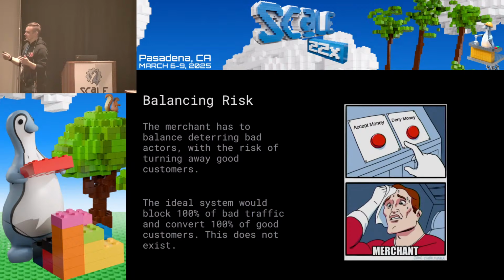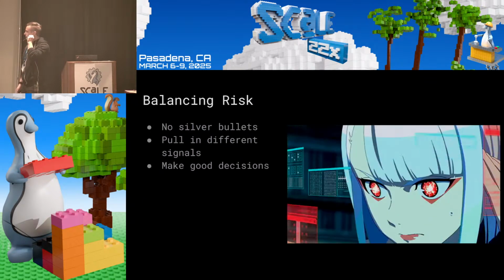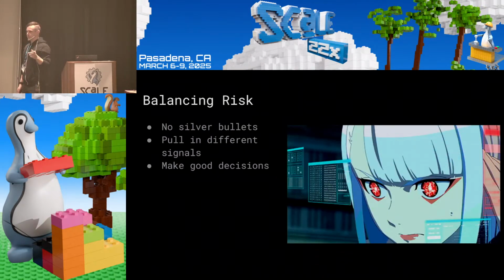And so this is kind of a nuanced thing where the ideal system would block 100% of bad traffic and convert 100% of good customers. It's like the mystical WAF that was supposed to solve all our problems. This doesn't exist. So it comes down to balancing risk and what you know about your business. There are not really any silver bullets, unfortunately. You just have to pull in different signals and make good decisions.